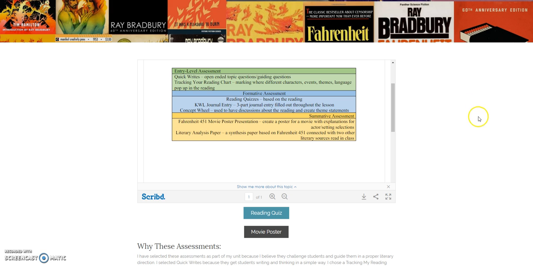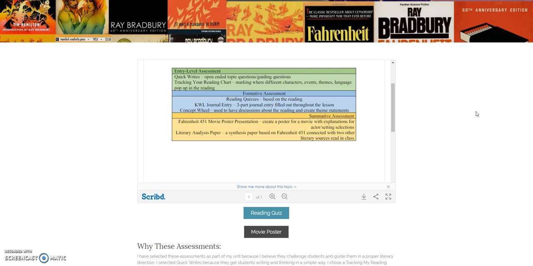These are my assessments. So at the entry level, I have quick writes and tracking your reading chart. Quick writes are open-ended, and I can also have guiding questions to get students to start thinking, but it's not too complicated, and there's not too much pressure on quick writes. They're just simple timed writings. Tracking your reading is a chart that's made in order to have students be able to see where different characters interact with each other, or where they see themes or figurative language, and they could just put a little X in the chart, and that way they keep track of what chapters those things happen in.